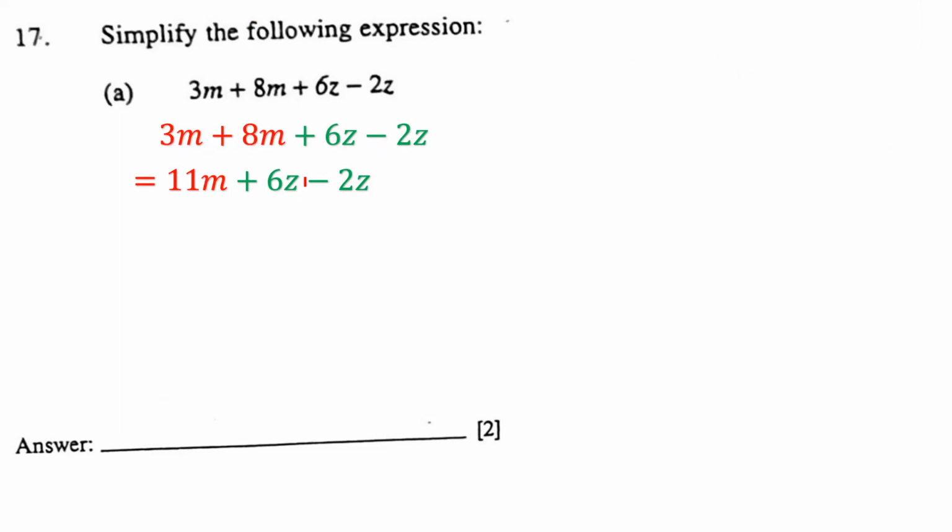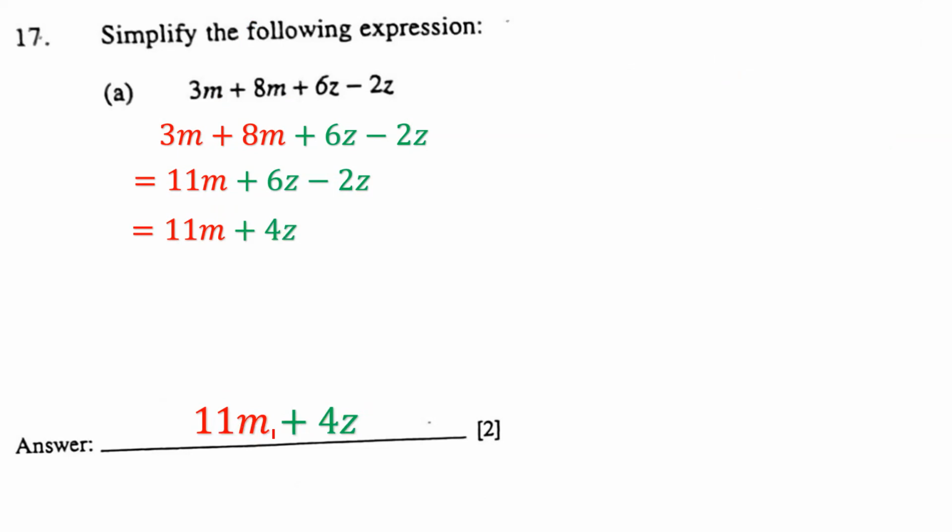And then we have to deal with 6z minus 2z. What is 6z minus 2z? That's going to be 4z. And so the answer here is going to be 11m plus 4z. We cannot do anything with this because these are unlike terms. So 11m plus 4z is just going to remain just like that. We cannot add them. We have to leave it just as is.